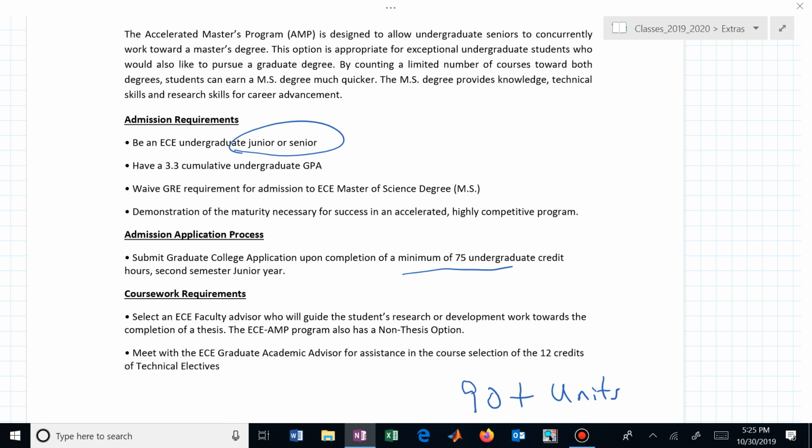You have to have a GPA of 3.3, that's your cumulative GPA. The GRE, the graduate record exam, is waived, so you can now not have to worry about taking the GRE exam to get into the program. But then once you've reached 75 units, that's midway through your junior year, you can now apply to this program.